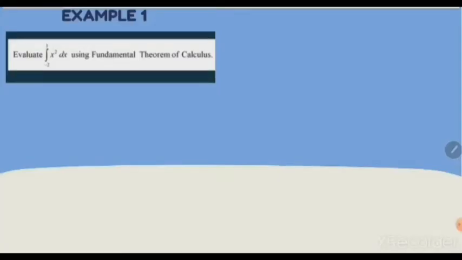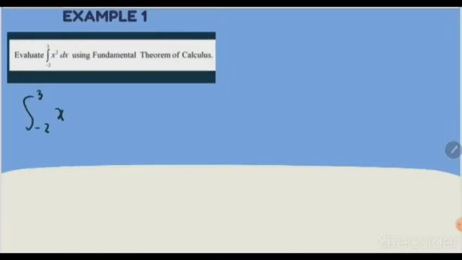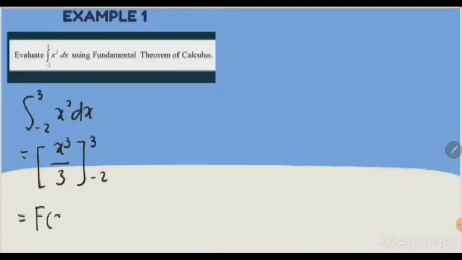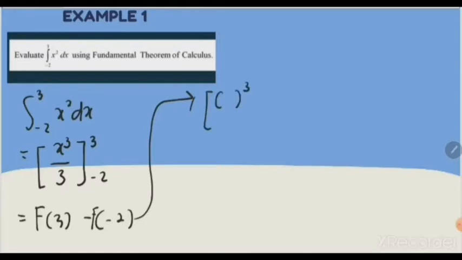Now let's try example 1. Evaluate the integral using the fundamental theorem of calculus. Now let me write the equation for you: the integral from negative 2 to 3 of x squared dx. First step, we have to find the antiderivative first. So the antiderivative of x squared is x cubed over 3. Rewrite the limits, negative 2 to 3. The next step is we have to write the definite integral as the difference of the antiderivative, which is F(3) minus F(negative 2).